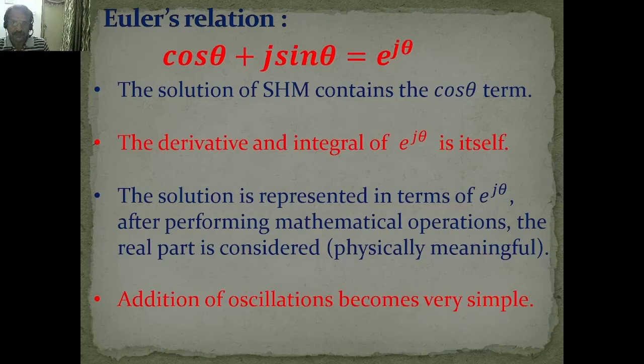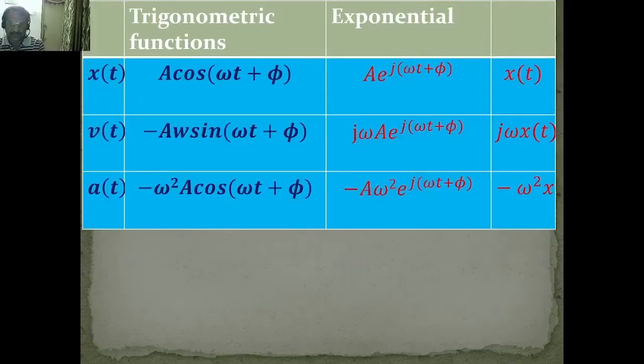Now the use of this notation makes the description of the harmonic oscillator motion very simple, because the derivatives and integrals of e power j theta is itself. So what we do is, instead of writing cos theta, we write e power j theta, perform all the mathematical operations, then at the end take the real part of that final solution, which is physically meaningful. In the later videos we will also see how using the e power j theta notation, which is equivalent to a rotating vector, makes it very simple to visualize and understand addition of oscillations in parallel as well as perpendicular directions. So we have something like this.